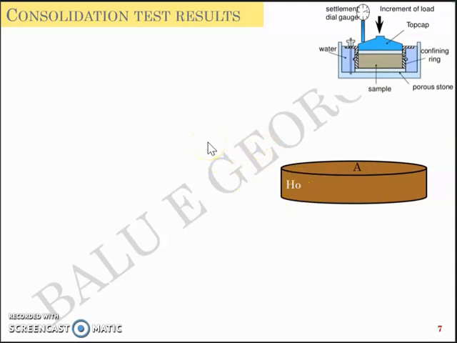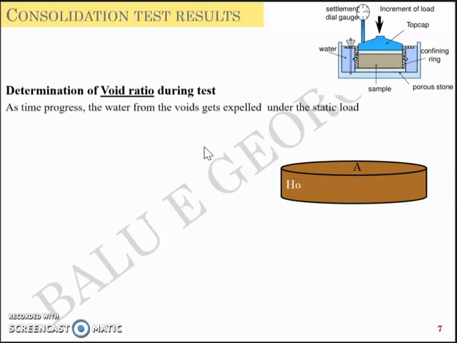Now, to determine the void ratio during the test, you have a few methods. As time progresses, the water from the voids gets expelled under the static load, which of course is what we call consolidation. And this in turn means that the void decreases and hence the void ratio.